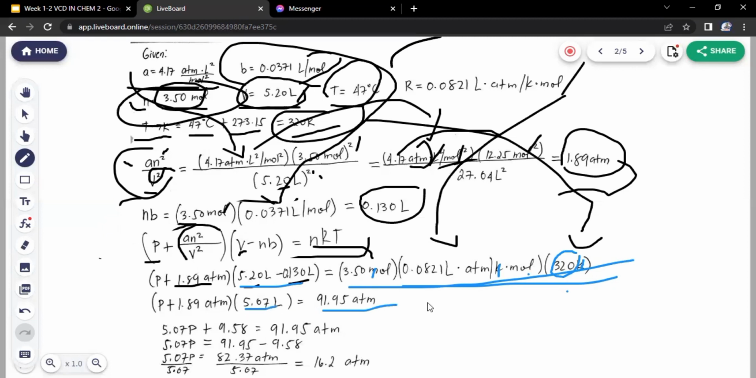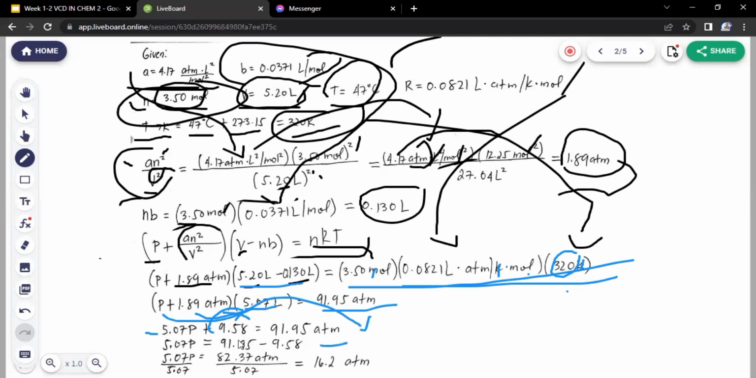And then the next thing that you need to do is multiply 5.07 to P, that is 5.07 P. And then 5.07 multiplied to 1.89 is 9.58. Then the next thing you need to do is transpose 9.58 to the other side. Transposing that, you will have a negative value for that, so that will become 91.95 minus 9.58.